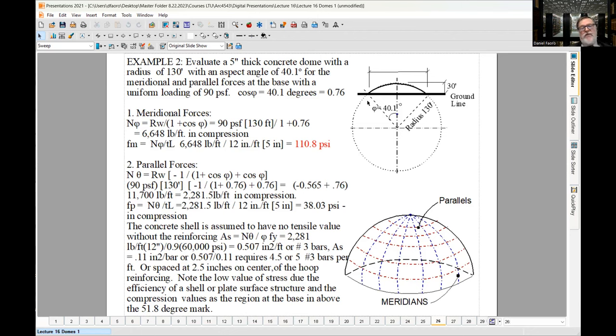What are our parallels force conditions like? These are our parallels, right? So N sub θ equals RW times negative 1 over 1 plus cosine φ plus cosine φ. Please watch your problem solving. Please work inner brackets first to outer brackets. If you don't do inner brackets to outer brackets, you're going to have a math problem. Please watch that. And following it through, you notice I'm getting a negative number and a positive number. I get 11,700 pound-feet, or 2,281.5 pound-feet in compression. And N sub θ divided by TL, 2,281 pound-feet.